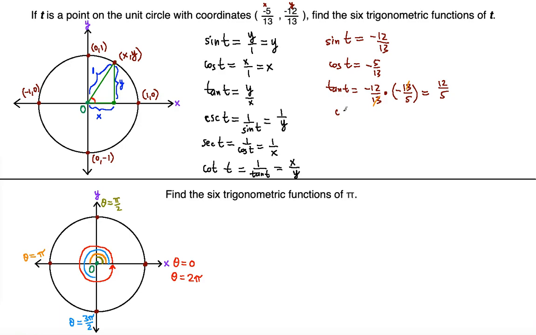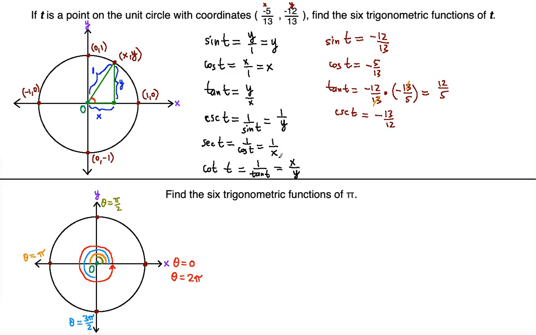Now, cosecant of t is going to be 1 over y. So 1 divided by this. When it comes to 1 divided by a fraction, you're essentially flipping the fraction. And the negative stays because there's no negative, only a positive in the top. So flipping this fraction, it's going to be minus 13 over 12.